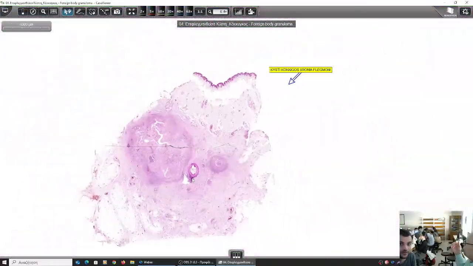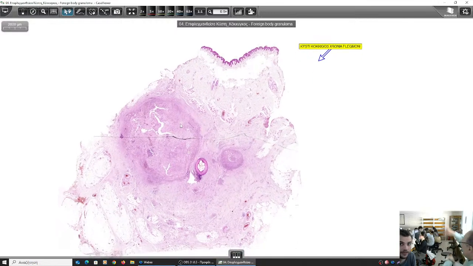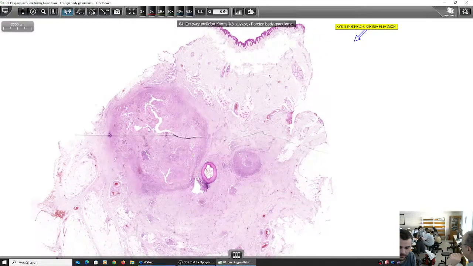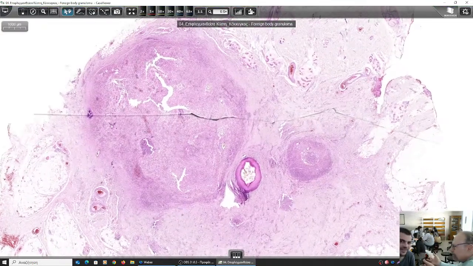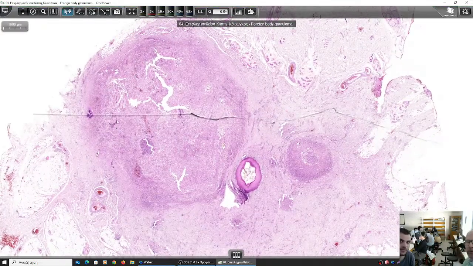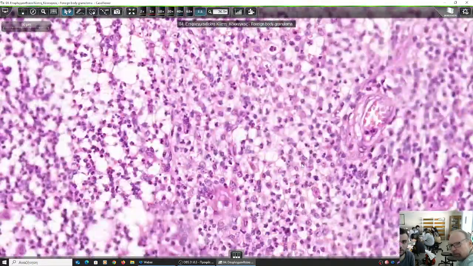I want to see if they are dispersed like all the previous inflammations we've seen, or are they somehow gathered? They are somehow gathered. So that's what you show me. This is a nodular configuration of inflammatory cells. And here is another nodule as well, a smaller one.